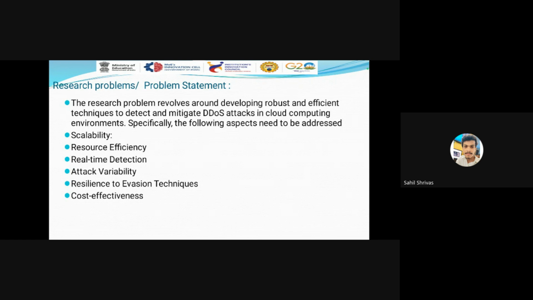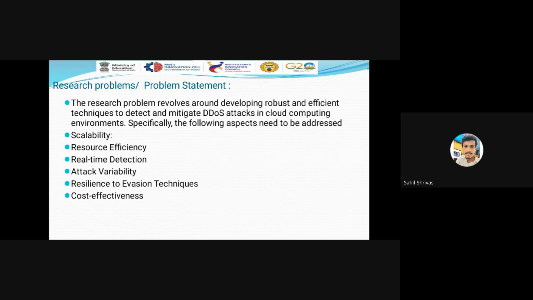Next, attack variability. DDoS attacks continue to evolve in sophistication, utilizing various techniques such as volumetric attacks, protocol attacks, and application layer attacks. Research is needed to understand emerging attack vectors and develop adaptive mitigation strategies capable of countering new and evolving threats effectively.